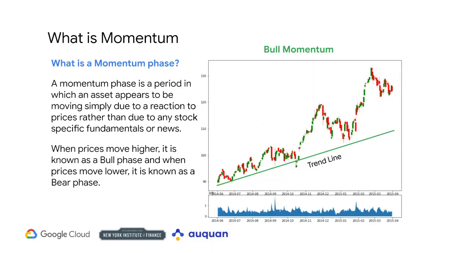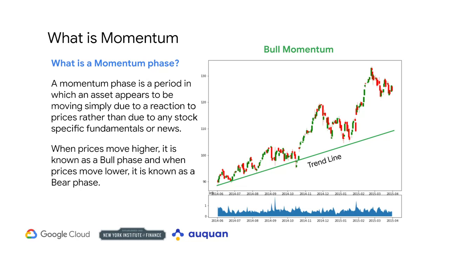You've probably heard before that a stock has momentum. But what do we mean by momentum? Momentum is a phase in which an asset appears to be moving based on past changes in prices rather than due to any stock-specific fundamentals or news. When prices move higher in reaction to higher prices, it is known as a bull phase. And when prices move lower just because they've been going lower, it's known as a bear phase.